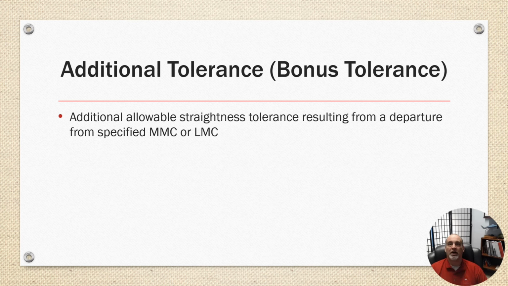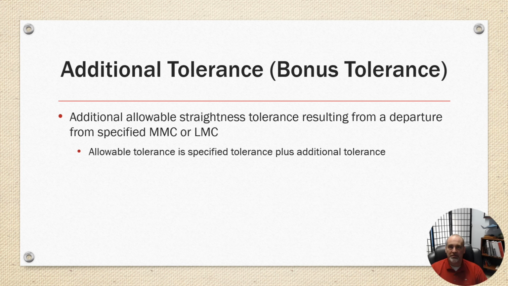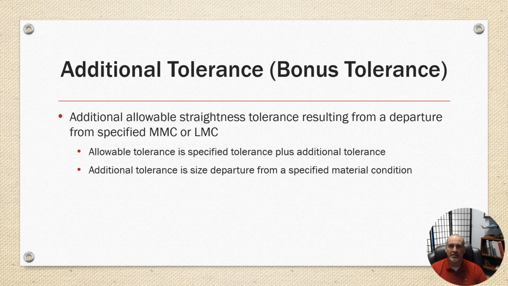additional allowable straightness tolerance results from departure from specified MMC or LMC. So the allowable tolerance is the specified tolerance plus additional tolerance. The additional tolerance is the size departure from a specific material condition. Okay, so say your tolerance is plus or minus 10 thousandths on the diameter or something, and the tolerance is called at MMC, and it varies 5 thousandths. You get to add that bonus to, say, the straightness tolerance.